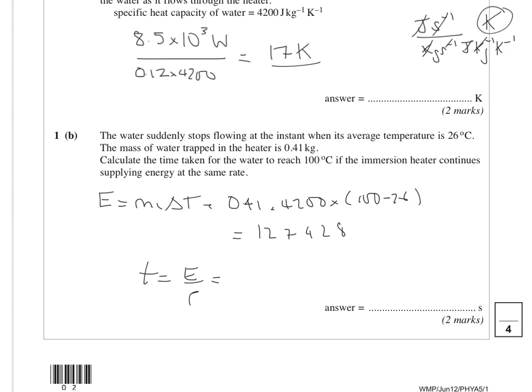So that's the energy, so it's 127,428 divided by 8,500, which is 14.99, yada yada yada. So it's effectively going to be 15 seconds for two significant figures.